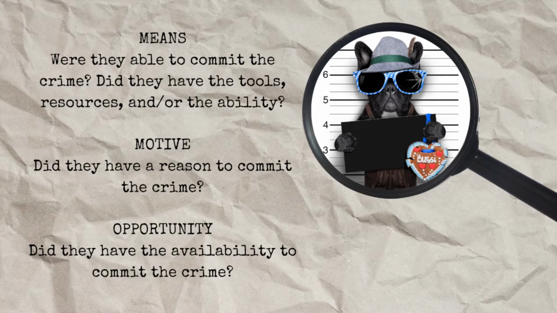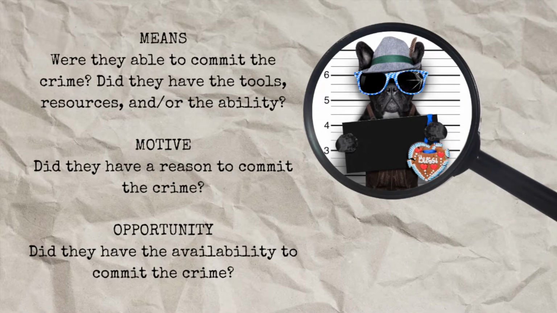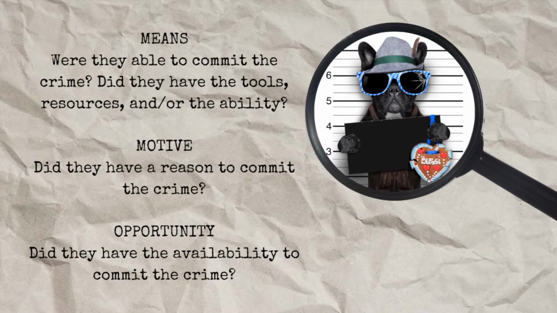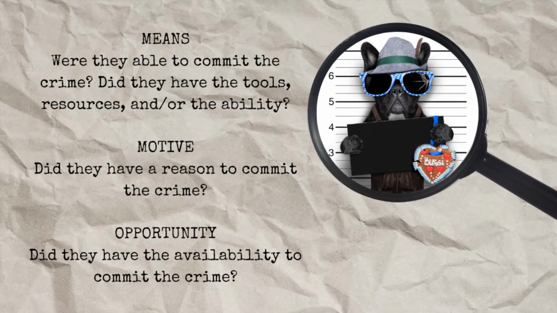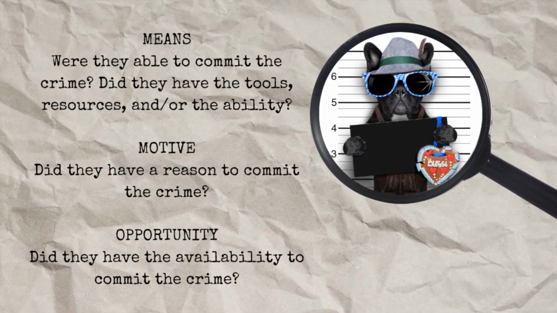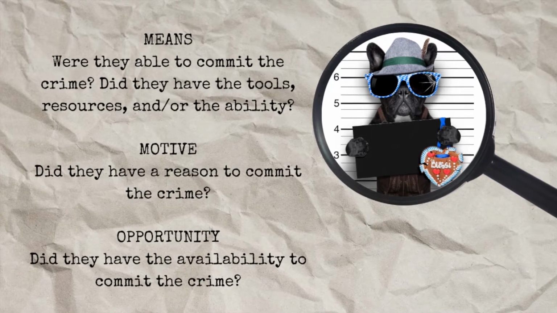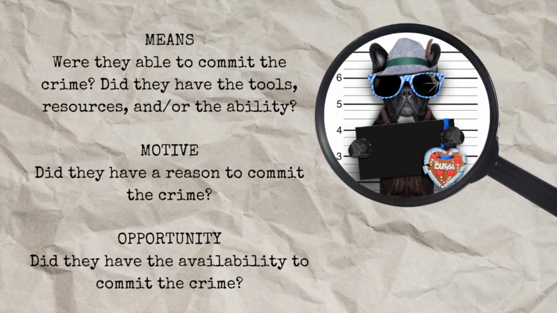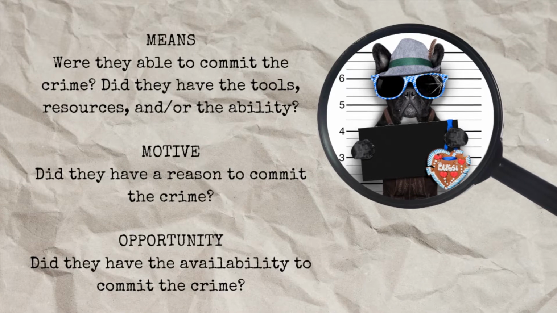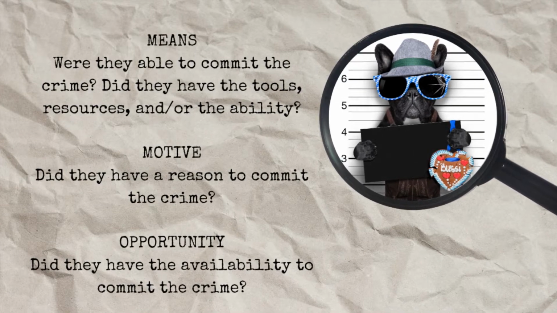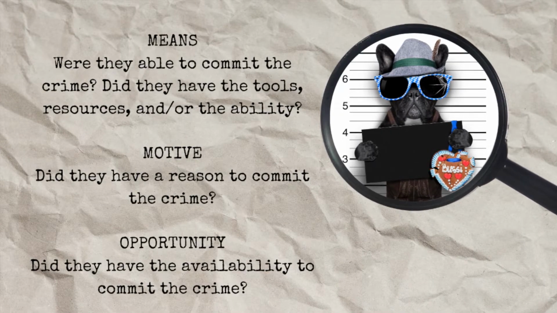So what do those three things mean? Means: were they able to commit the crime? Did they have the tools, resources, and/or the ability? Motive: did they have a reason to commit the crime? Opportunity: did they have the availability to commit the crime? This is where the alibi comes into play. No alibi? That suspect may have had the opportunity.